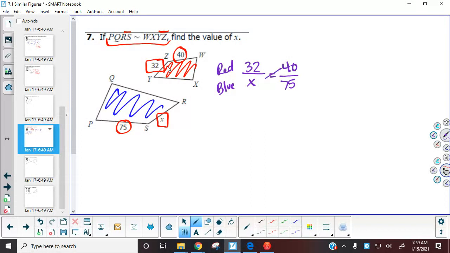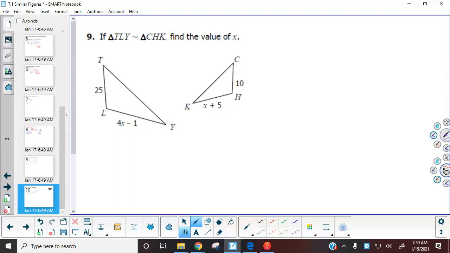All right. So cross multiply this way, you get 40x. 32 times 75, excuse me, gets you 2,400. And so when you divide each side by 40, you get an x value of 60. All right. So take a minute, try out number 9 for yourselves. Again, be careful with those expressions, those x plus 5s and the 4x minus 1.